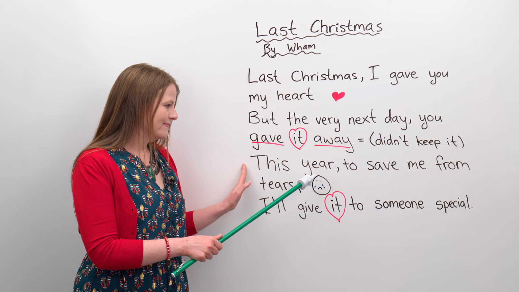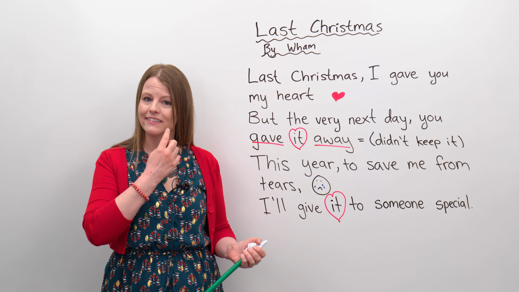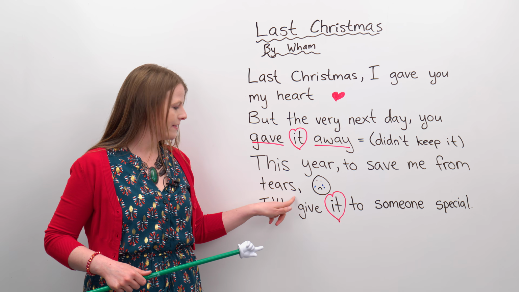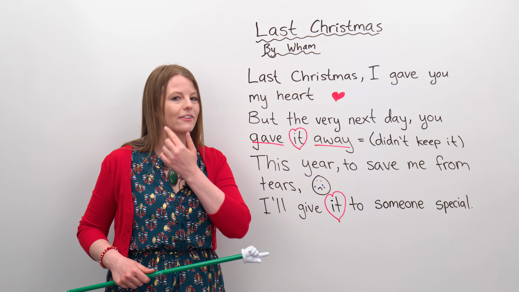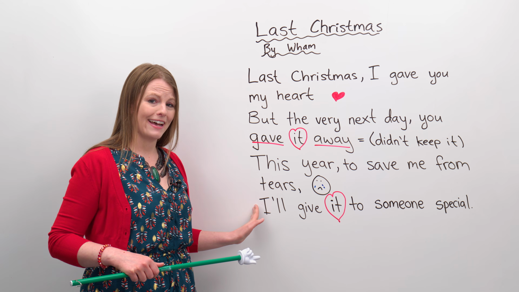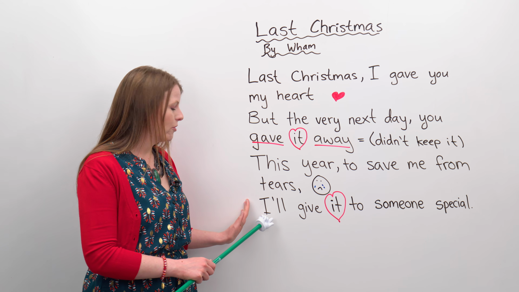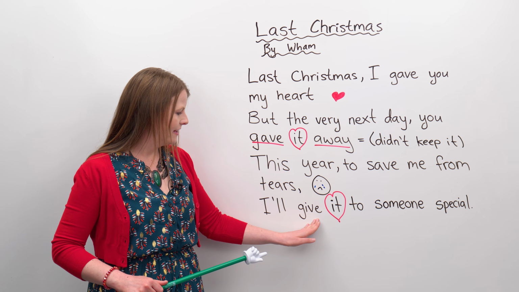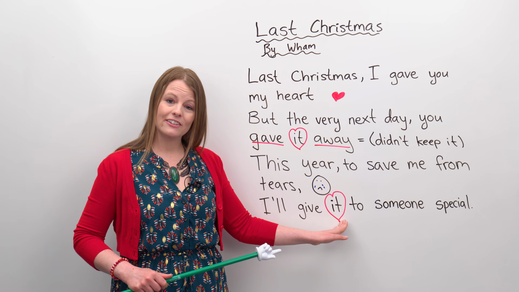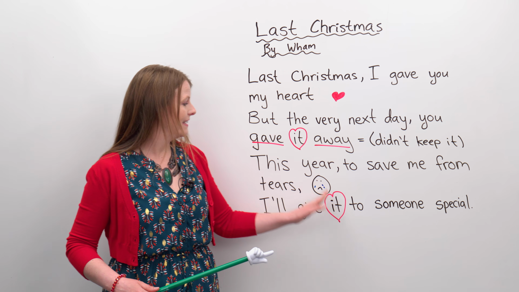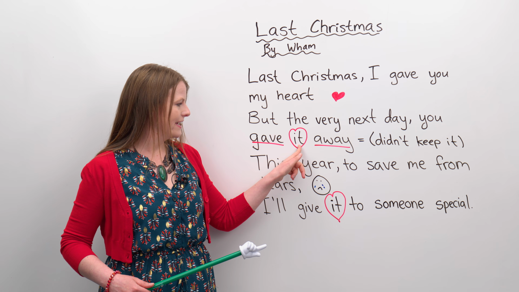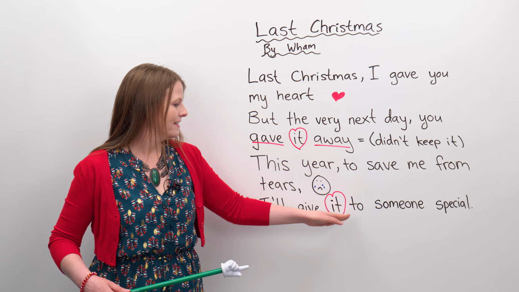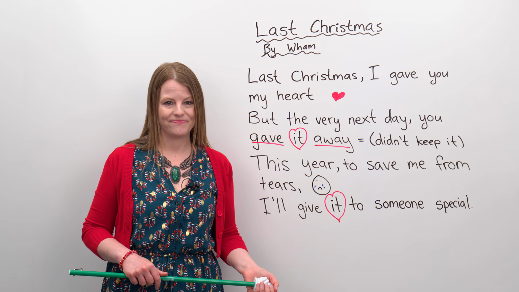This year, to save me from tears. So I have here a picture of a face. The blue on his face are the tears. So those are the water that comes from your eyes when you're sad. I'll, which is a contraction, means I will. I'll give it. And it refers to the heart. So when you see "give it" in this song, it means the heart, to someone special.